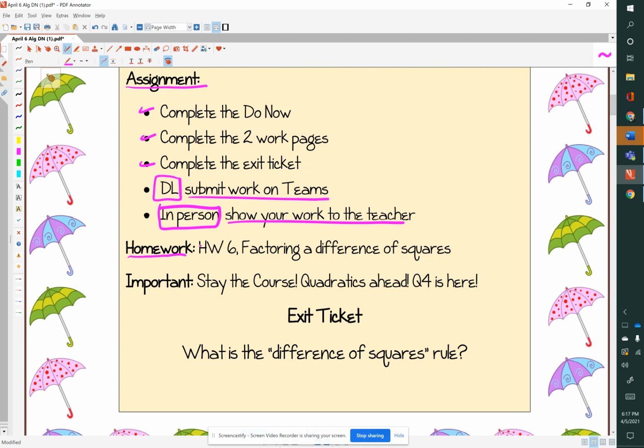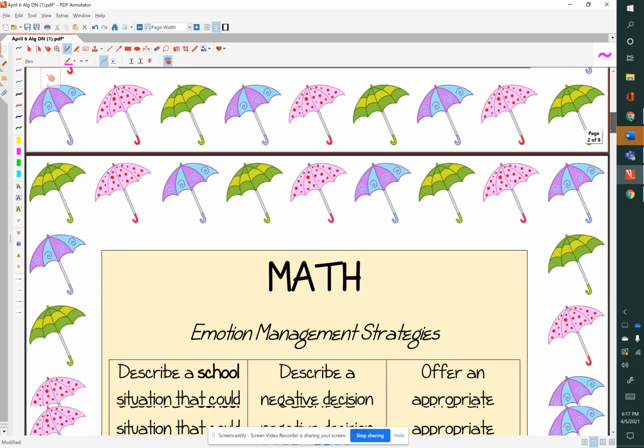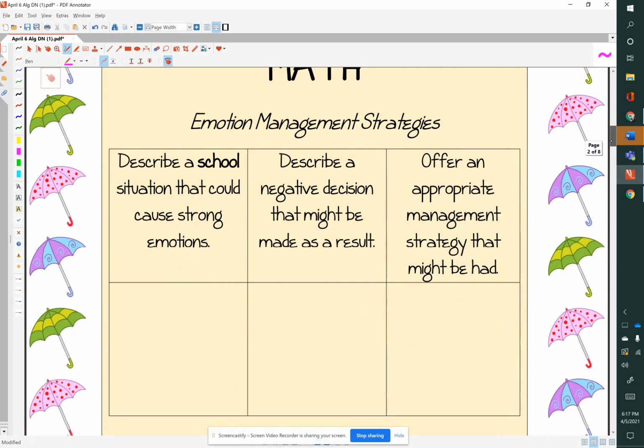So for homework, I would like you to do homework 6, which is factoring a difference of squares. And remember, stay the course. There are quadratics ahead, and quarter 4 is here. You're going to high school, and I look forward to you being very successful there, armed with good, strong algebra skills.